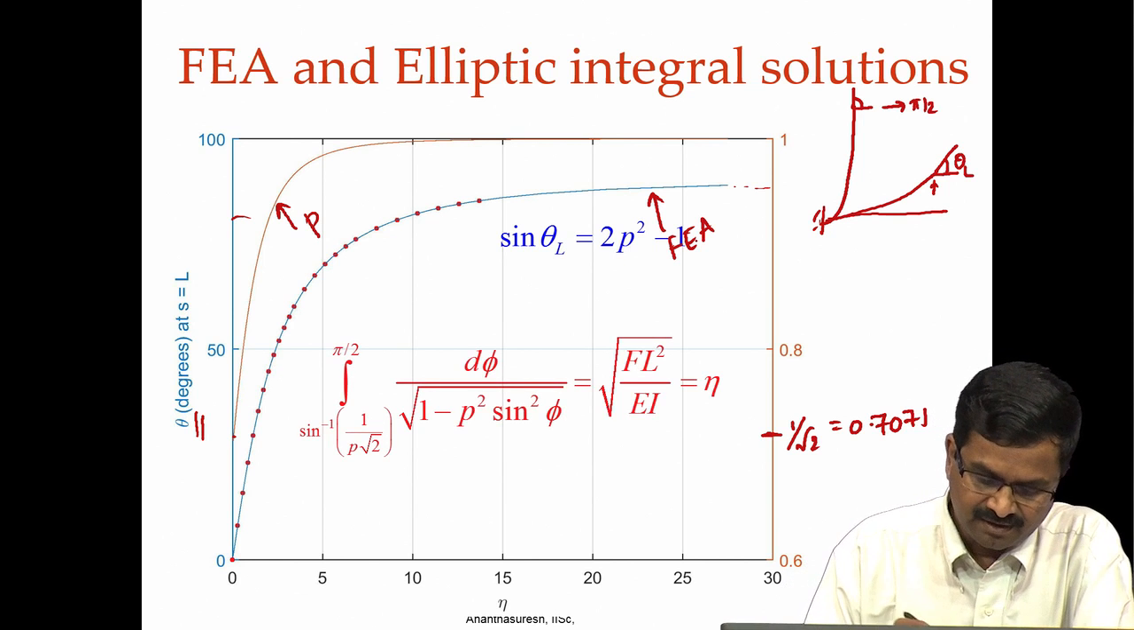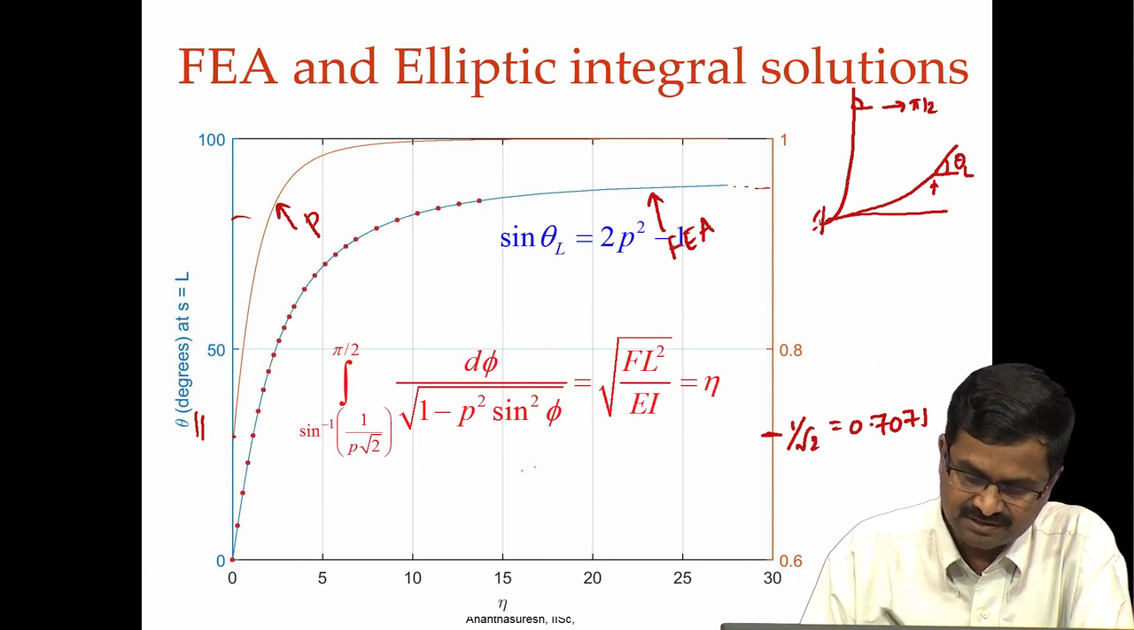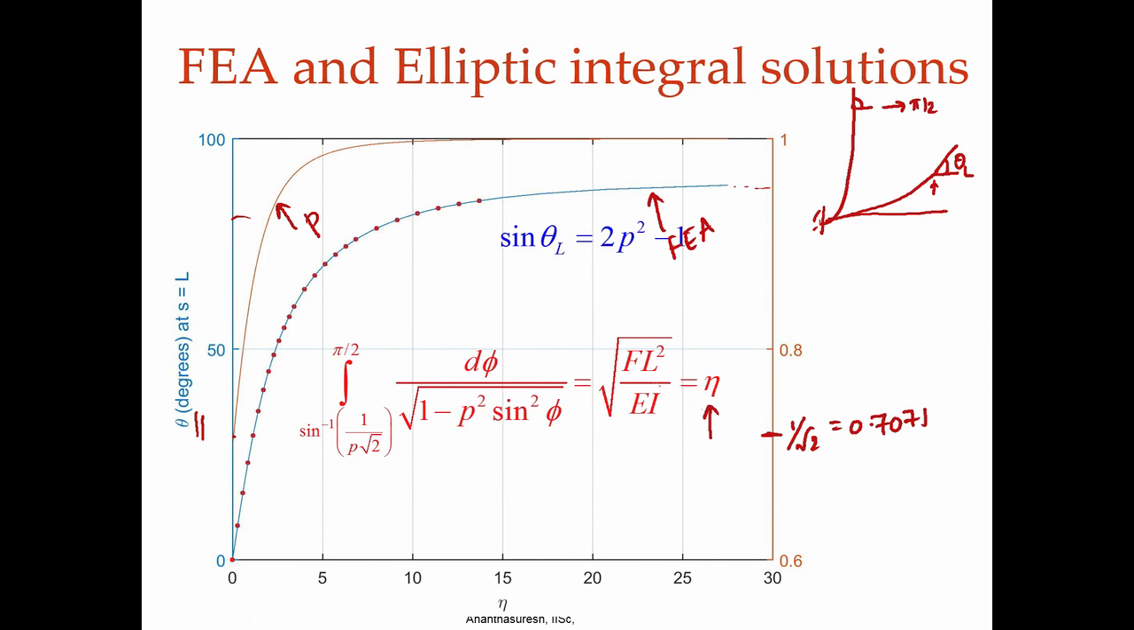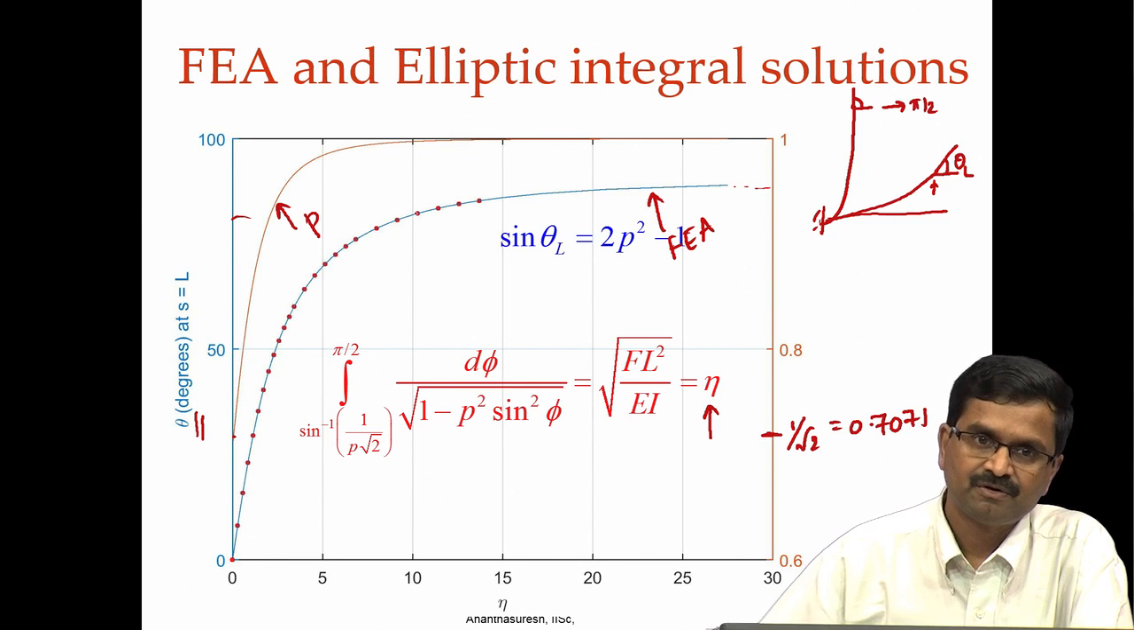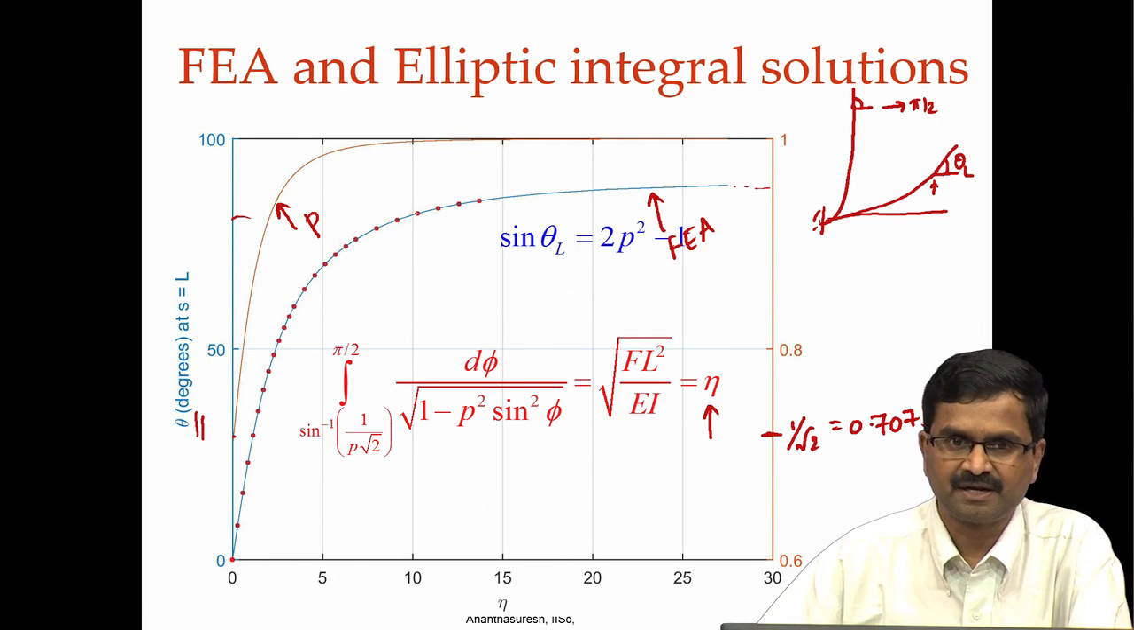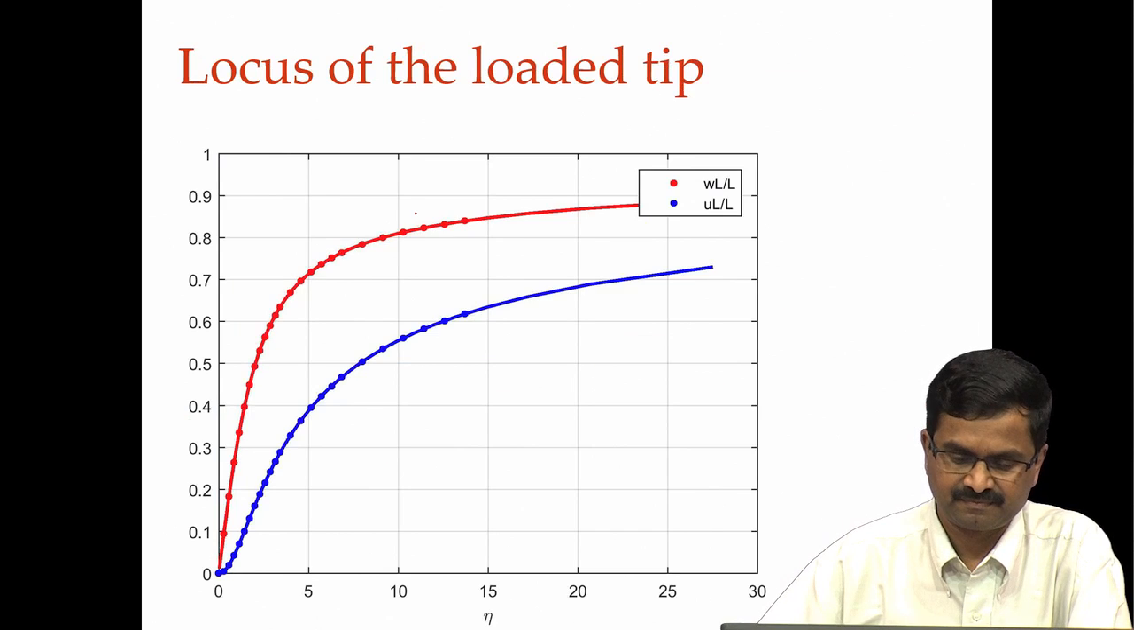In order to find that P, you have to solve this equation for given eta, which involves F, L, E and I. Those are the things we need to solve, but here we are comparing what we got from finite element analysis and from the elliptic integral solution, and their agreement is pretty good. As you can see, the dots which correspond to the elliptic integral solution are right on the curve which was drawn using the finite element analysis result.